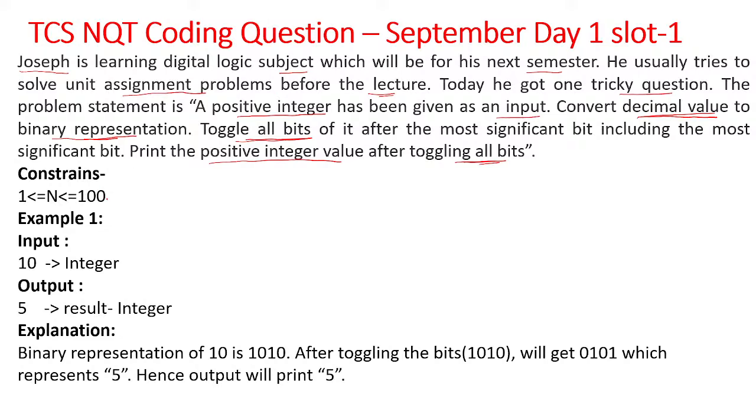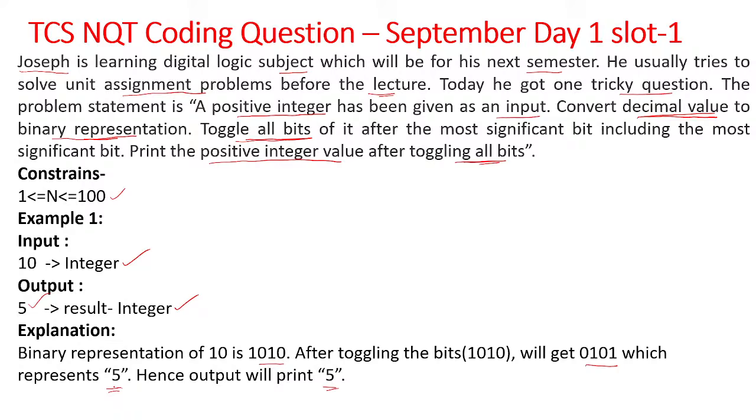Constraints are given: n between 1 to n. The input is like this: 10 is given. This is the integer number given, and the output is 5, again an integer. The result you must print as a decimal value, not the binary value. The explanation is given here. The binary representation of 10 is 1010. After toggling the bits of 1010, we get 0101, which represents 5. Hence the output will be 5. That's why we got the output as 5.